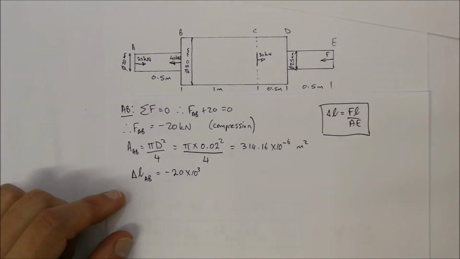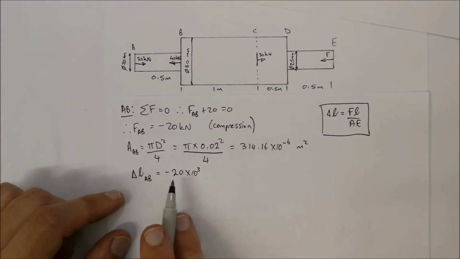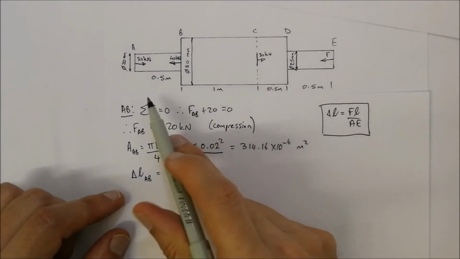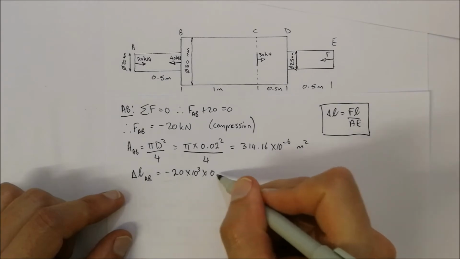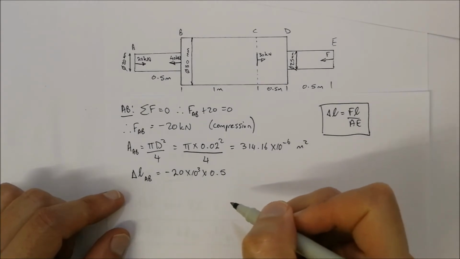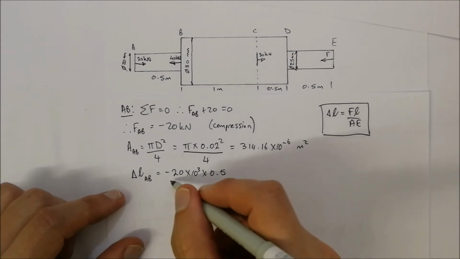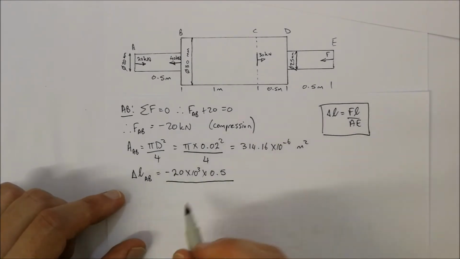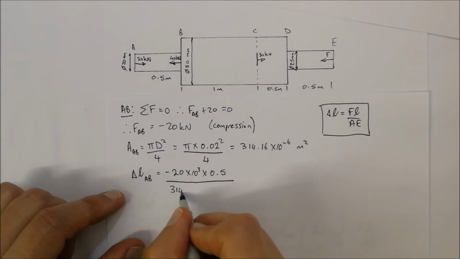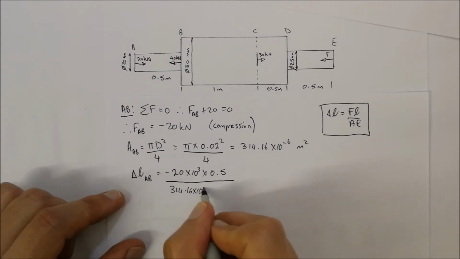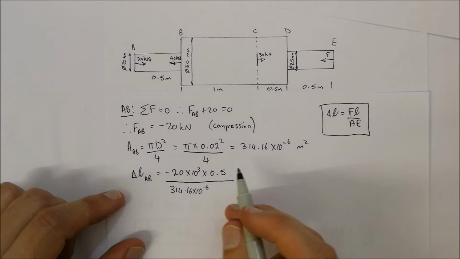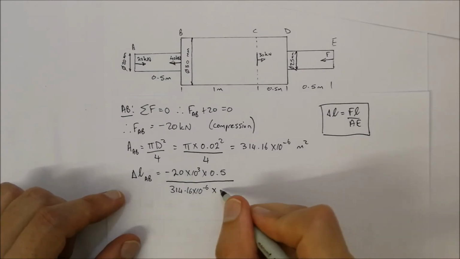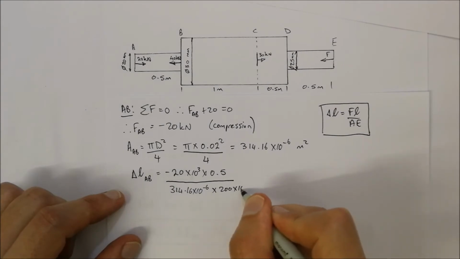So the change in length is equal to this minus 20 kilonewtons over there, multiplied by 0.5 meters. And then we're going to divide that by AE. So A we've found out to be 314.16 times 10 to the minus 6 square meters. And we're going to multiply that by the 200 gigapascal, which is 200 multiplied by 10 to the 9.